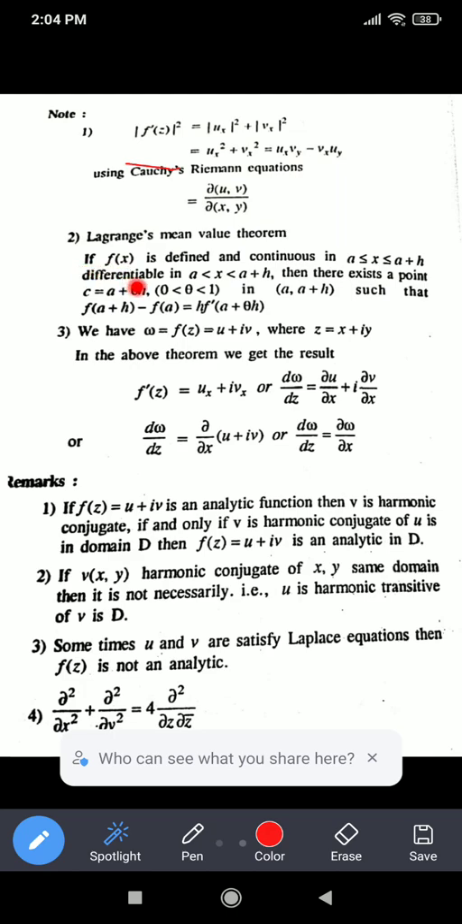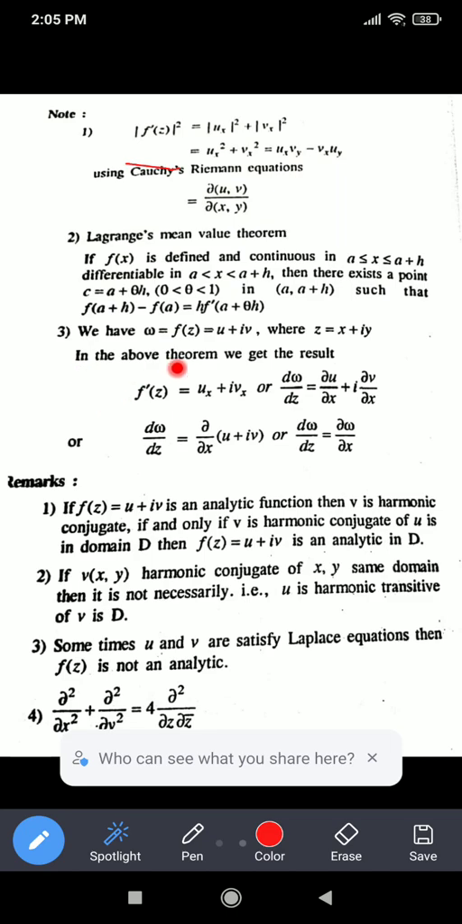Now the second note is Lagrange's mean value theorem. The function f of x is defined and continuous on the interval a comma a plus h. Then the function is differentiable at a point c, that is a plus theta h. Then f dash of c, that is f dash of a plus theta h, is equal to f of a plus h minus f of a divided by h. It can be written as f of a plus h minus f of a is equal to h into f dash of a plus theta h.